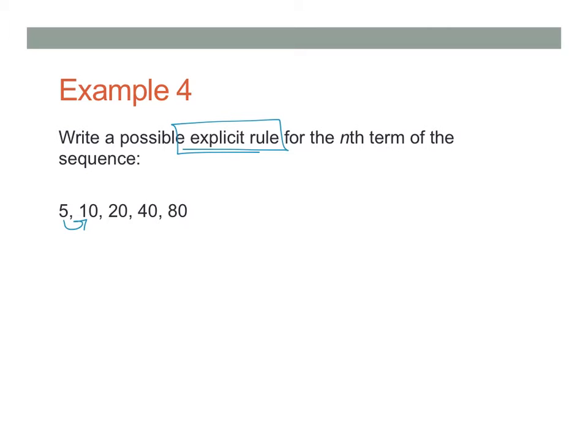So we first check the first difference. Well, to get from 5 to 10, you have to add 5. To get from 10 to 20, you have to add 10. 20 to 40, you have to add 20. 40 to 80, you have to add 40. Well, there's no constant first difference, so we know that it's not linear.